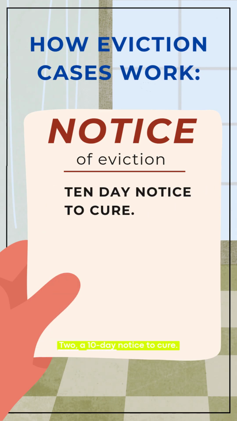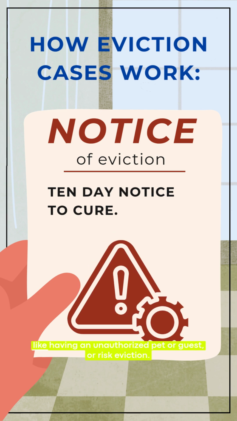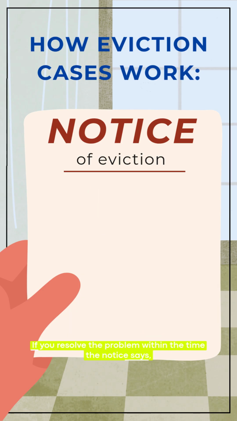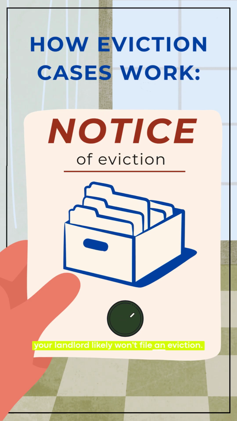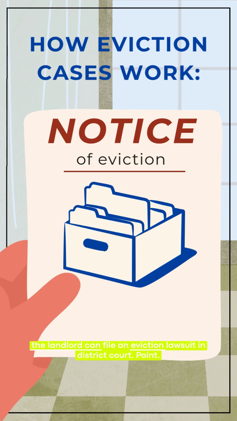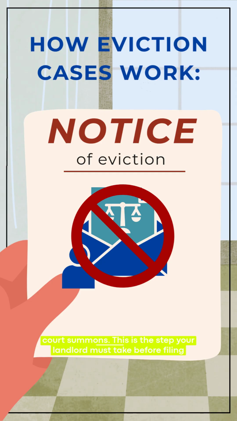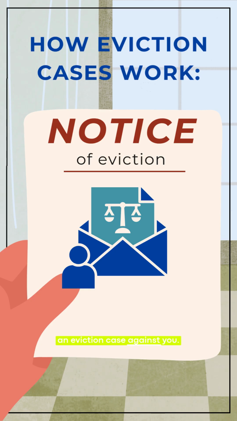2. A 10-day notice to cure. This means you have 10 days to fix a lease violation, like having an unauthorized pet or guest, or risk eviction. If you resolve the problem within the time the notice says, your landlord likely won't file an eviction. However, if the issue is not resolved after you receive the notice, the landlord can file an eviction lawsuit in district court. It is important to note that these notices are not eviction court summons. This is the step your landlord must take before filing an eviction case against you.